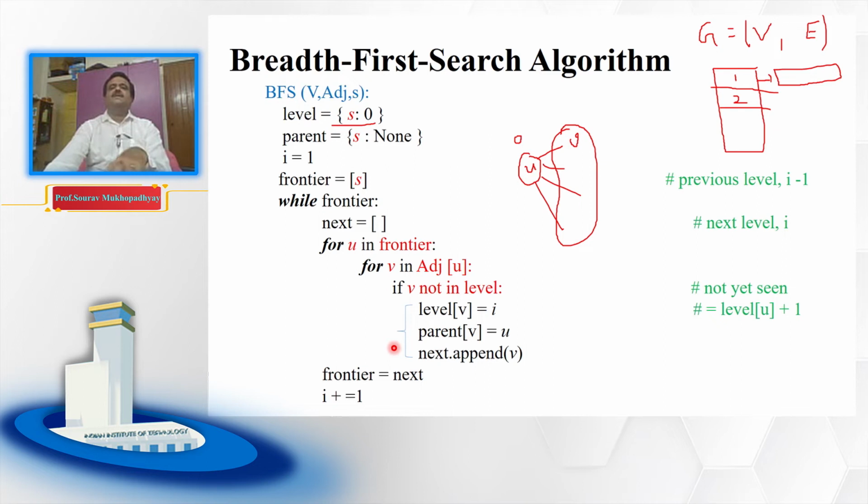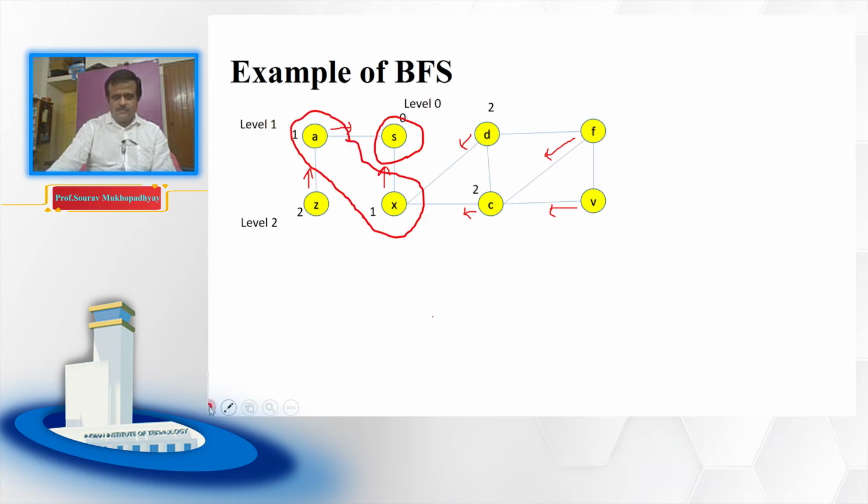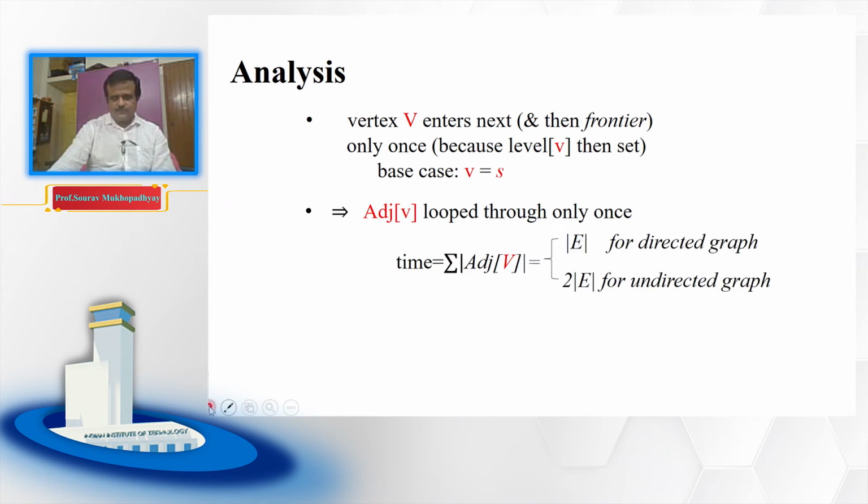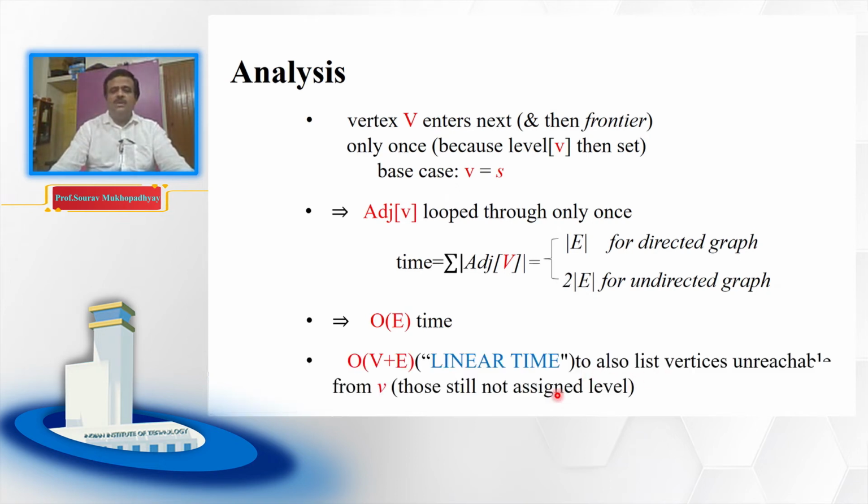If it is an undirected graph, it is 2E, otherwise it is E. So let us come to the analysis part. Time is basically order of E plus V plus E, because we need to see all the vertices. We are reaching all the vertices, so that's why it is V plus E. So this is the time complexity for breadth first search.